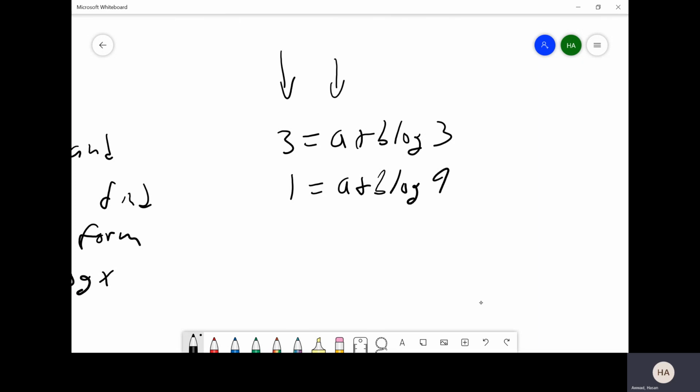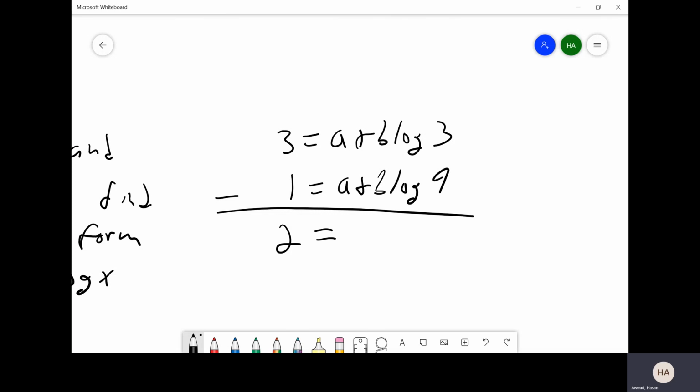I have my a's over each other, the b log, whatever, over each other, right? These are all in columns. So what I'm going to do is subtract the bottom equation from the top. Effectively, what I'm doing is subtracting 1 from 3. So this gives me 2.